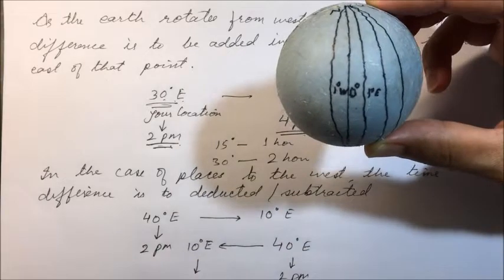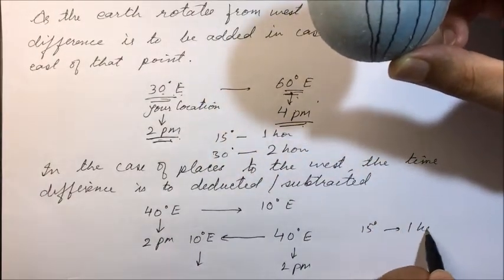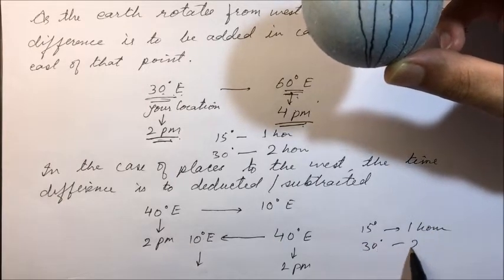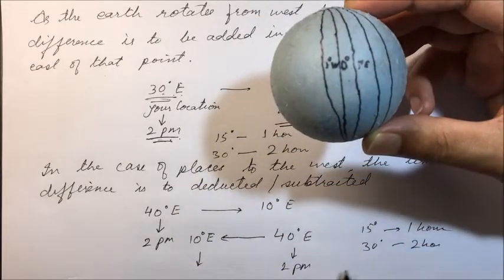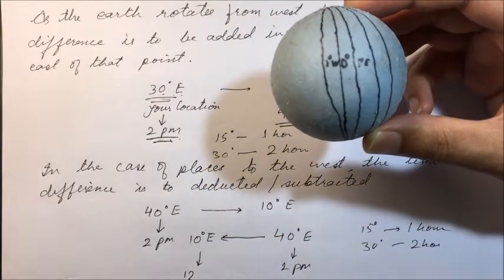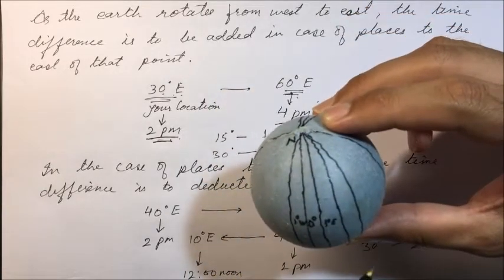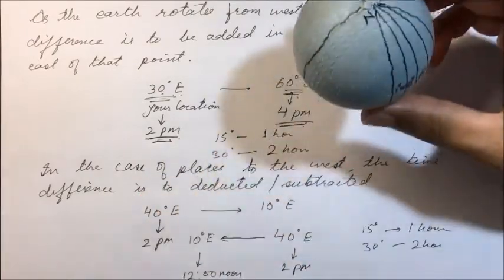So what will be the time here? For a 15 degree difference, we have 1 hour time difference. For a 30 degree difference, it will be 2 hours. So 2 hours, here we have to deduct. 2 minus 2, it will be 12 noon. So the condition is like that.